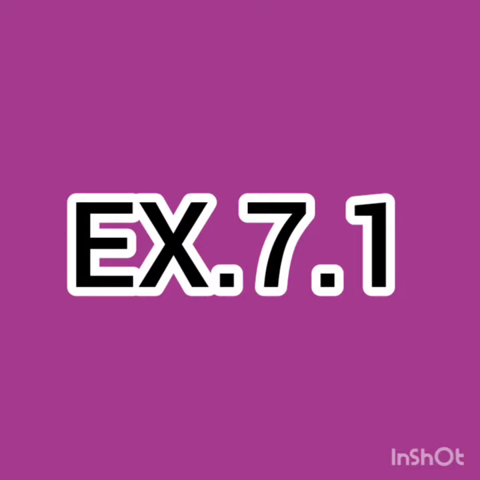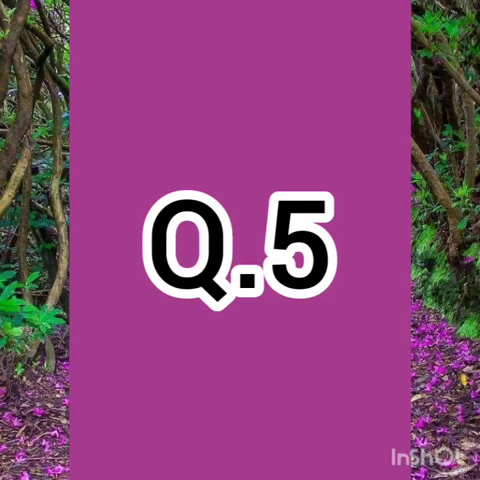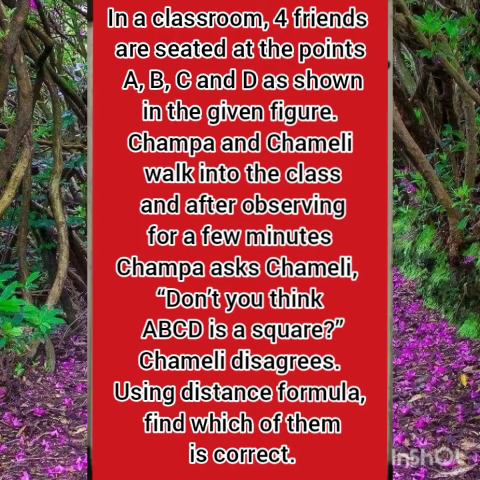Exercise 7.1, question number 5. In a classroom, four friends are seated at the points A, B, C, D as shown in the figure. Champa and Chameli walk into the class, and after observing for a few minutes, Champa asks Chameli, "Don't you think ABCD is a square?" Chameli disagrees. Using the distance formula, find which of them is correct and why.